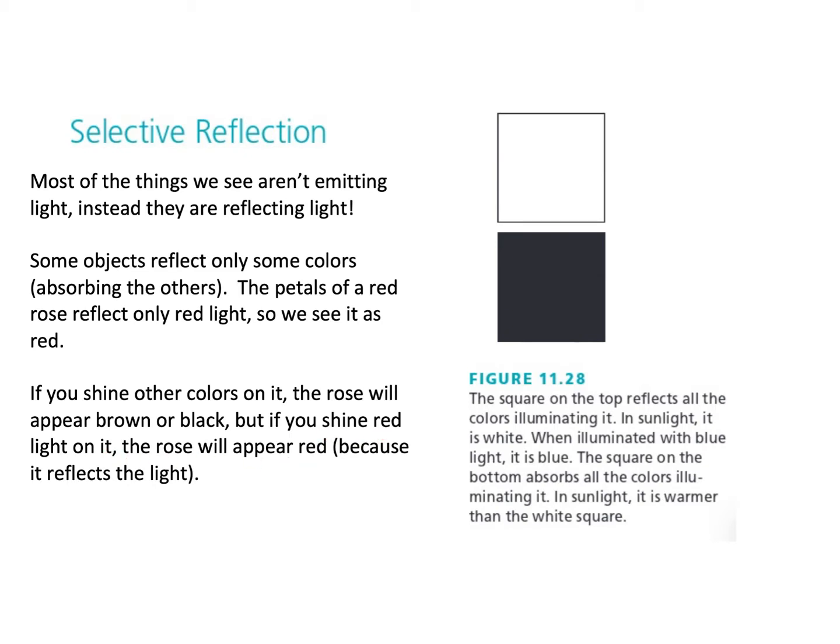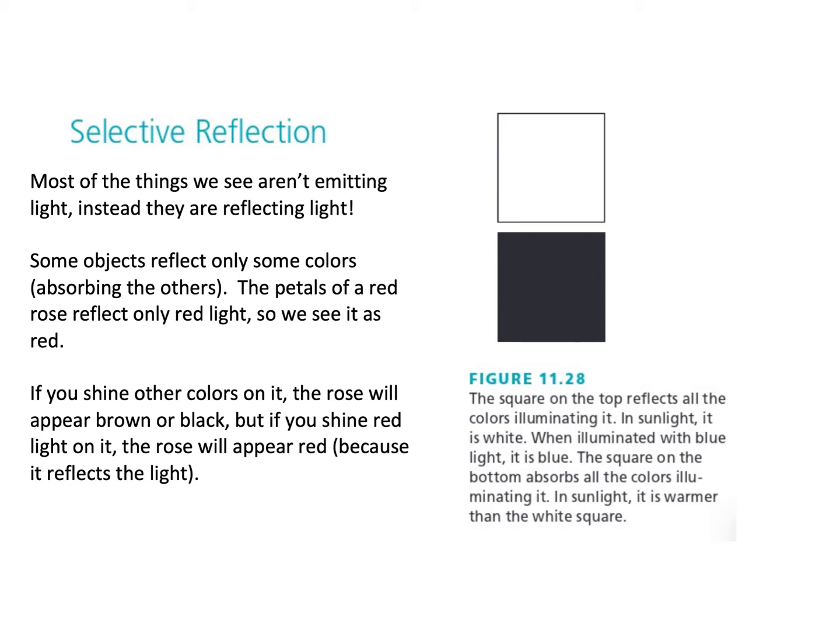That's because if you shine blue light on the rose, it's going to absorb that blue light, so you don't see the blue light reflected back to you. But if you shine red light on the rose, the red light will be reflected back to you. It doesn't get absorbed, it gets reflected back, and that's why you would see the red light on the rose.